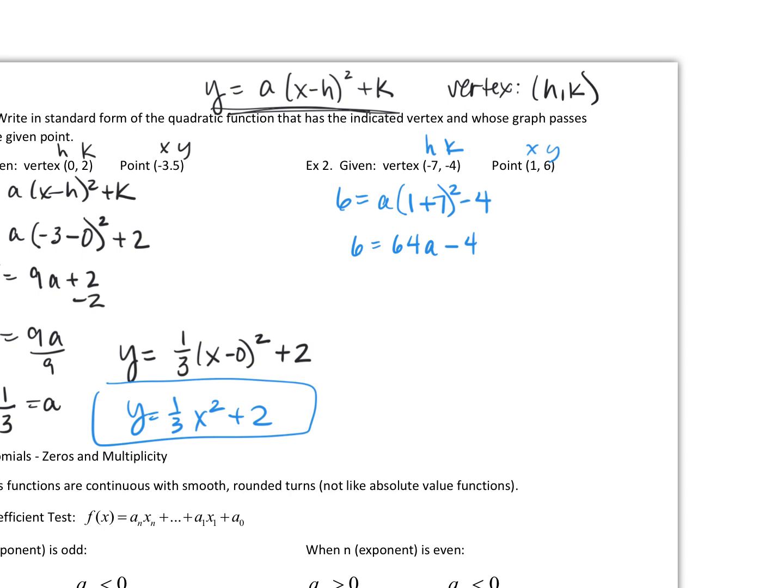What do I do now? Plus 4 on both sides. I add 4 to both sides, so now I have 10 equals 64a. Divide by 64. Well, that's gross, right? It's a fraction. 5/32. Thank you. 5/32. So my final answer, y equals 5/32 x, then what? Plus 7, remember it's minus whatever h is, so it becomes positive, squared minus 4.